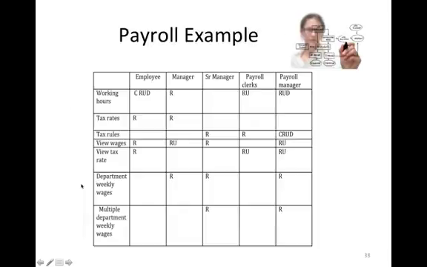And we can put this into a matrix. For my matrix, I put the groups, my people, across the top, and then the actions or operations along the side.